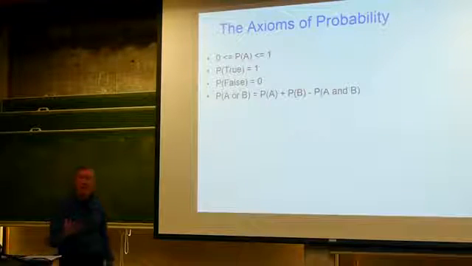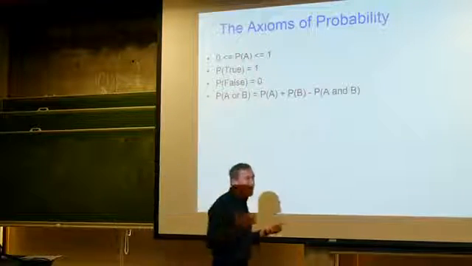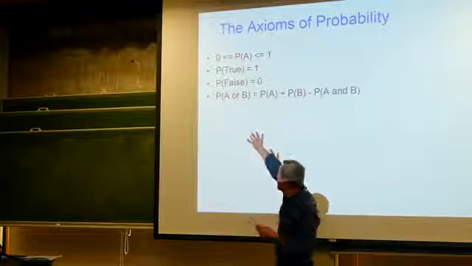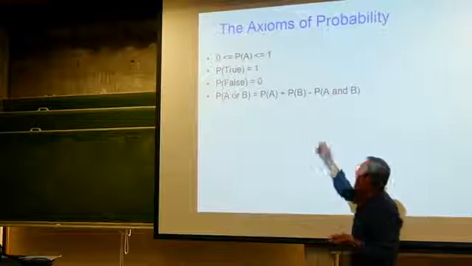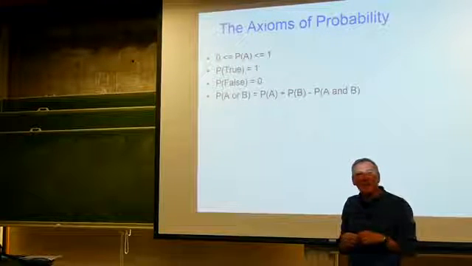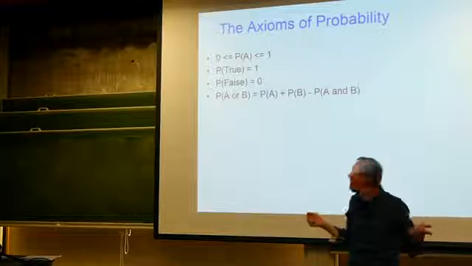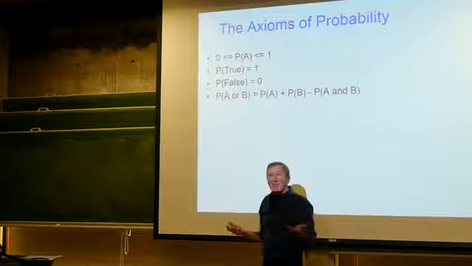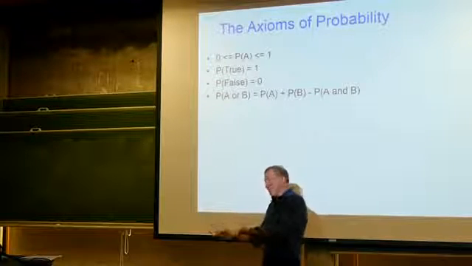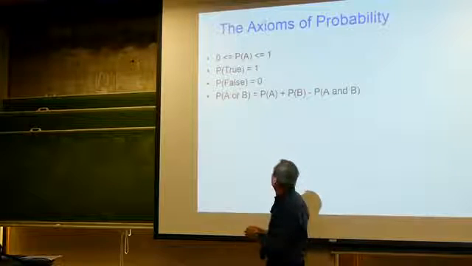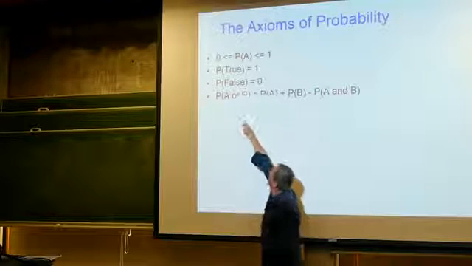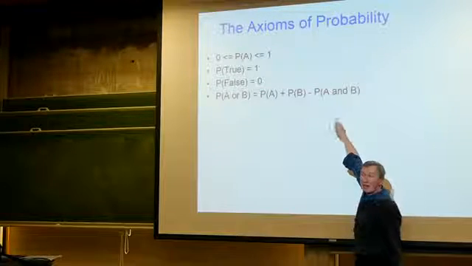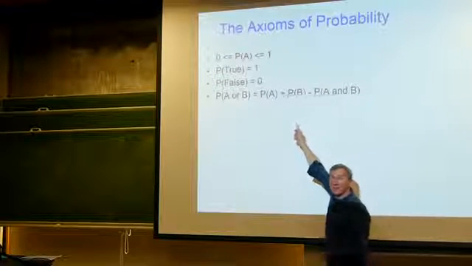One way to think about probabilities is that it's based on a set of axioms. Here they are. They're very simple. The probability of any random variable A needs to be between 0 and 1. The probability of the value true is 1 and of false is 0. And the probability of a disjunction of two variables is the sum of their individual probabilities minus their conjunction.